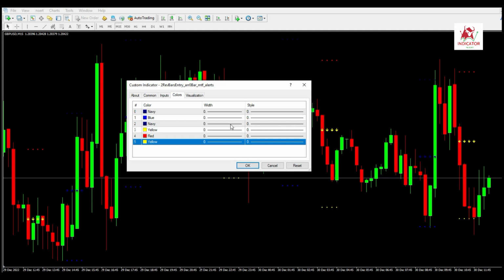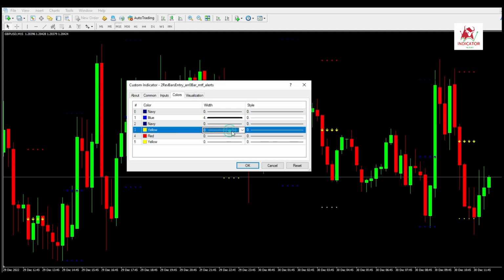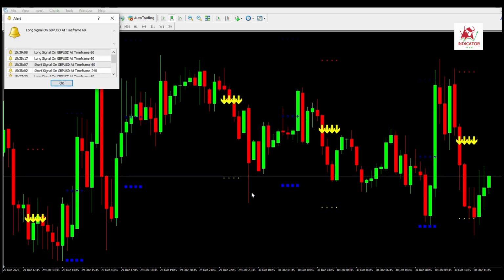What is the MTF inside bar indicator? The MTF inside bar indicator is a price action indicator which allows traders to view how price action is moving on the higher timeframes while having a lower timeframe chart open. For example, users can view the candles forming on the weekly chart while having the 1-hour chart open.